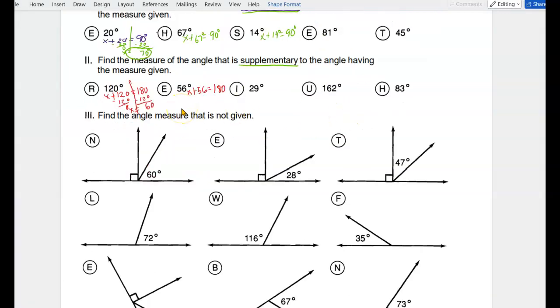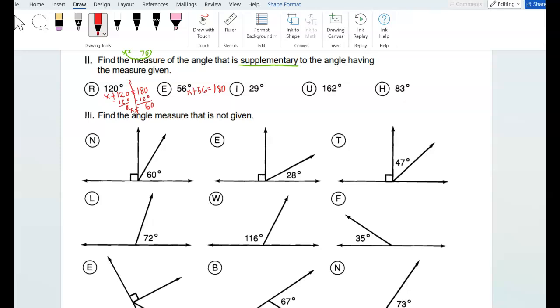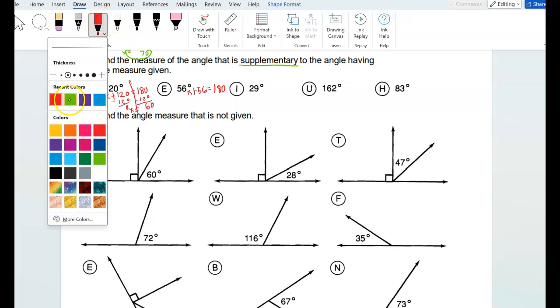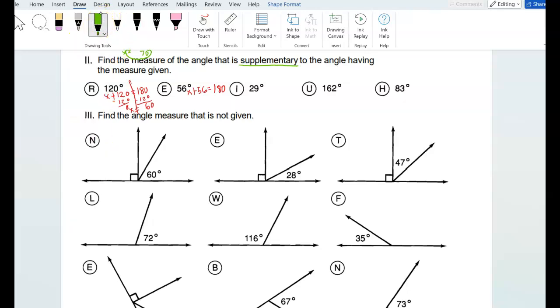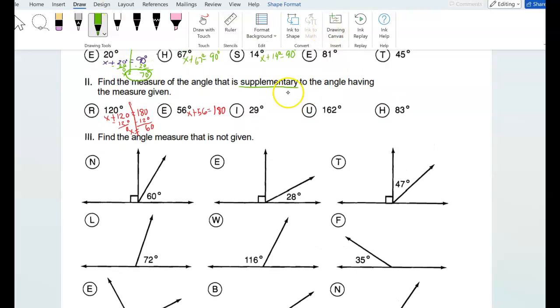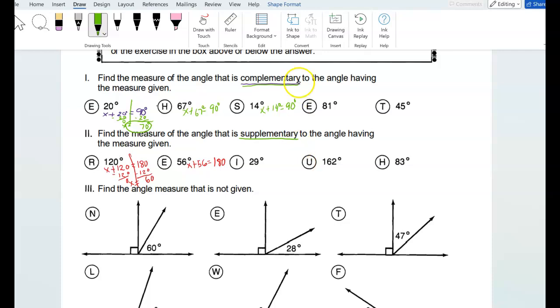Well, I have to finish completing these. I'm telling you, I'm excited about these supplementary and complementary angle measurements. Oh, and look, we have angles below that we need to find the measures for.